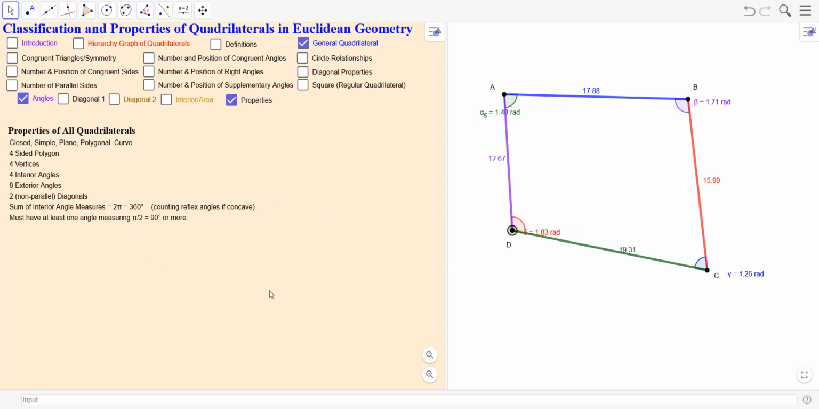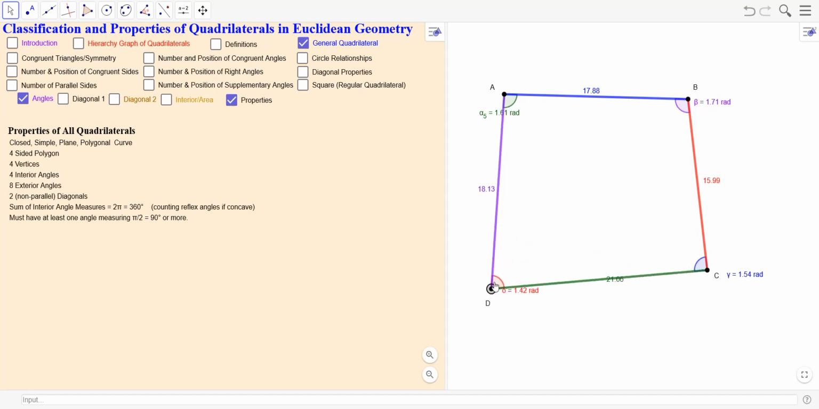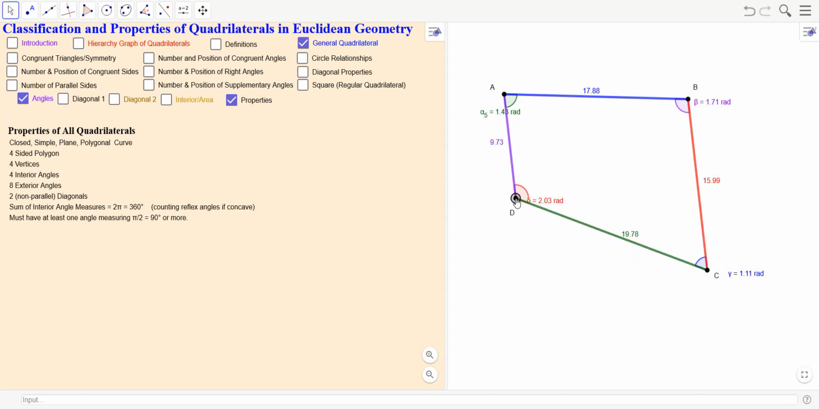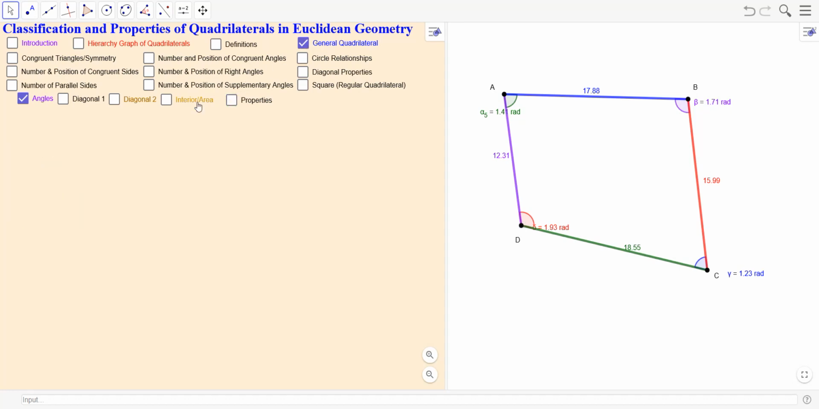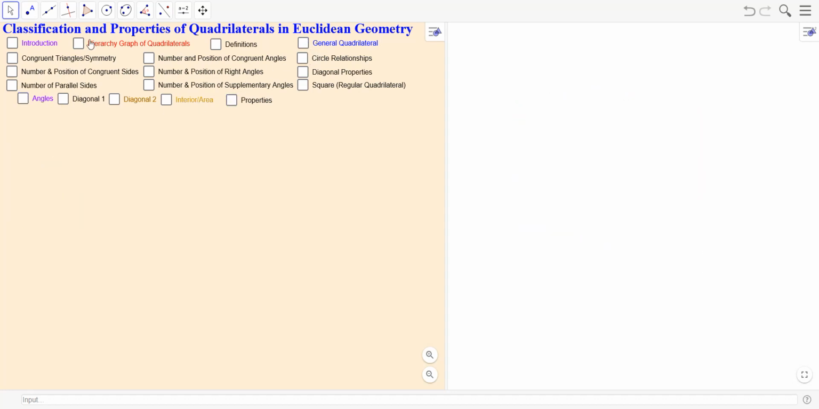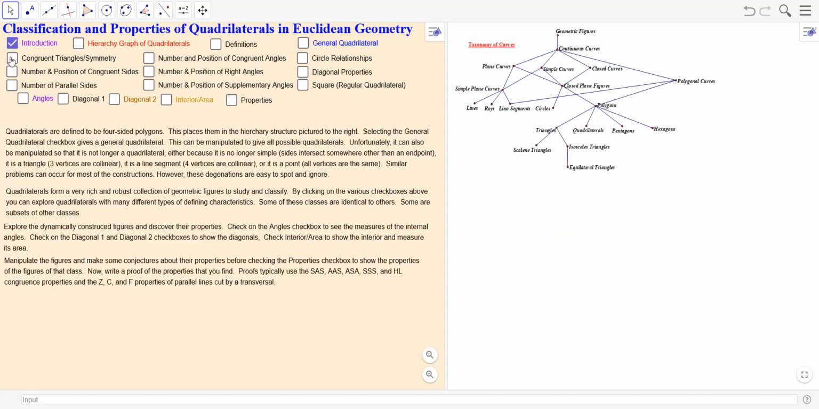It must have at least one angle measuring 90 degrees or more. It can't have all four acute angles in Euclidean geometry. So that's a general quadrilateral. So we're going to stop there and leave that as our introduction. And then in the next, we're going to click on each of these things sort of in succession over the next few videos and look at what we see there.